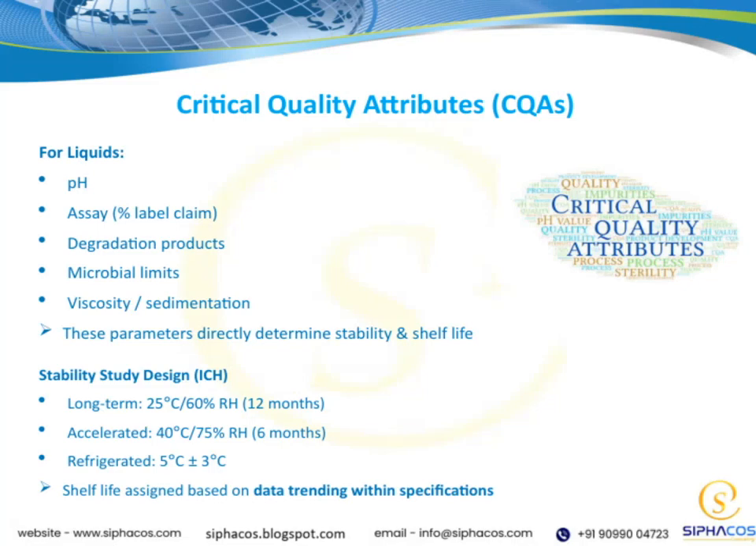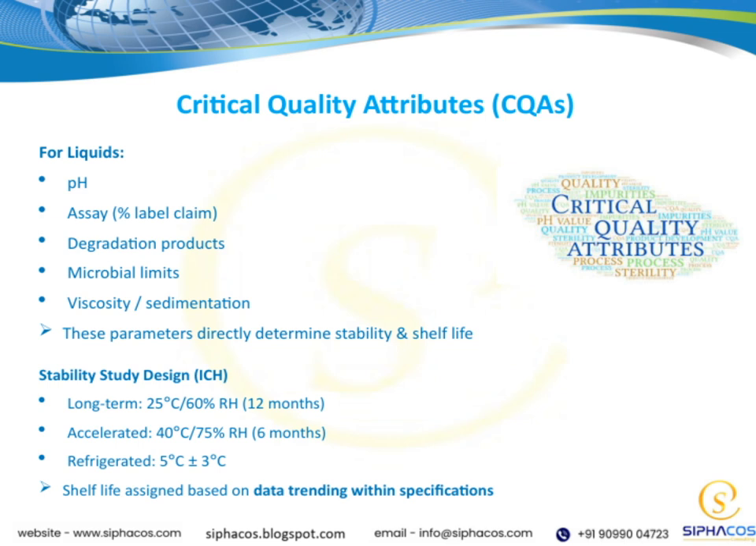Let's take a closer look at the critical quality attributes, or CQAs, for liquids. These are the key parameters we need to monitor to ensure product quality. First, pH is crucial because it affects solubility, stability, and bioavailability. Next, the assay, which measures the percentage of the label claim, tells us if the active ingredient is within the expected range. We also look at degradation products.